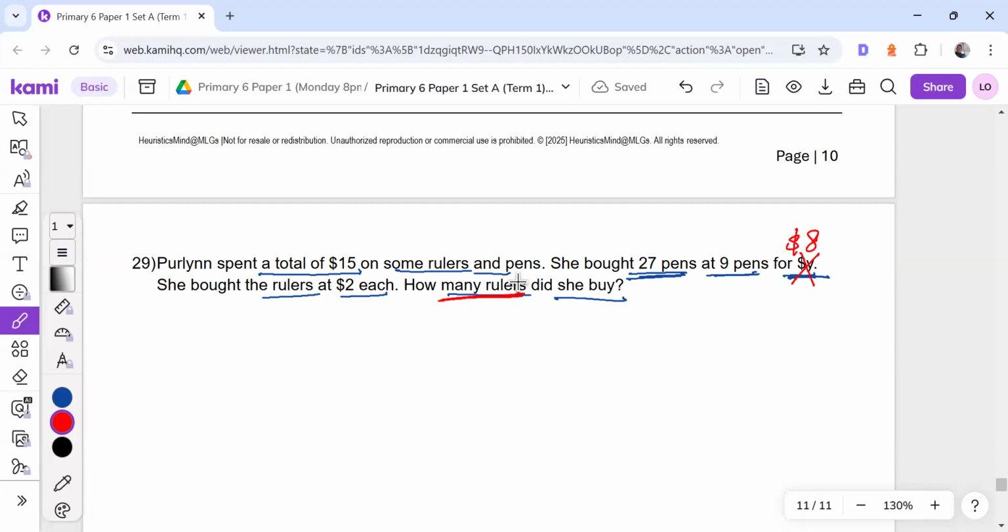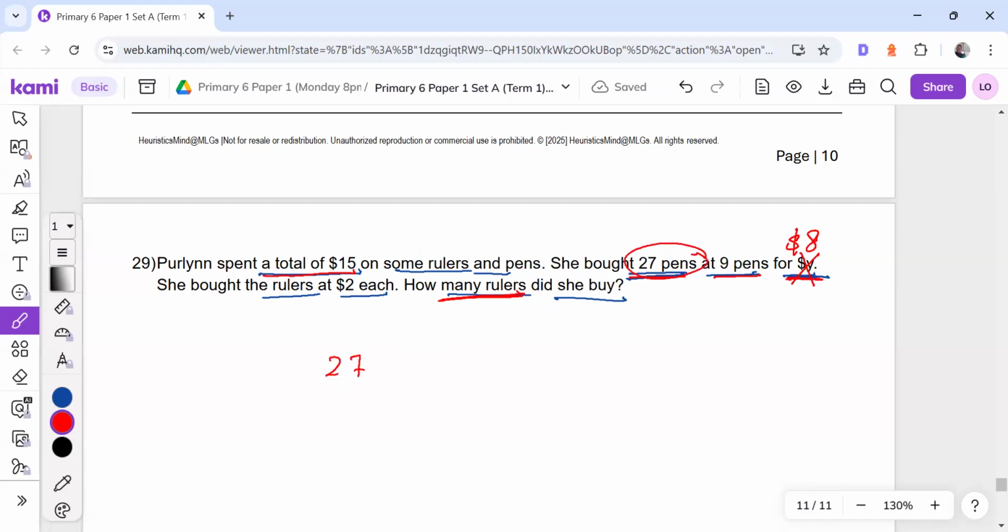So what's the first step? Anyone knows what's the first step? No more algebra already because the letter becomes $8. Pearline spent a total of $15. She bought 27 pens and 9 pens for $8. So can you find how much is 27 pens?